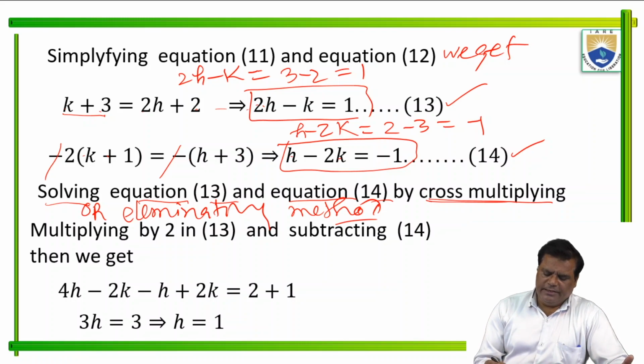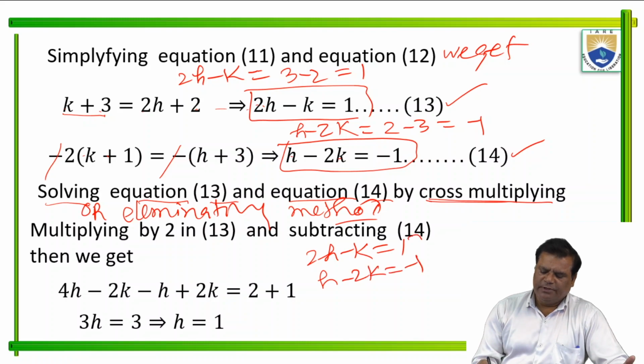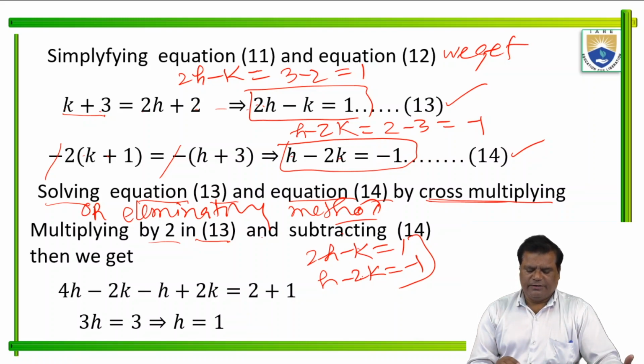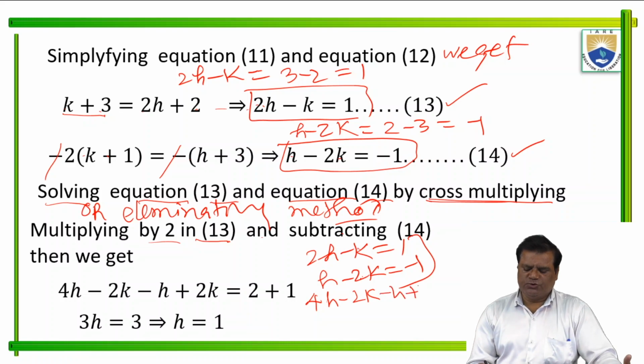Now how can we solve? One equation is 2h minus k equal to 1. The next equation is h minus 2k equal to minus 1. In these equations, we keep any one variable equal. We make this variable equal, so multiply equation 13 by 2 and subtract equation 14. Then we find the value of h. Multiplying by 2, 4h minus 2k, and subtracting minus h plus 2k equal to 1 plus 1.